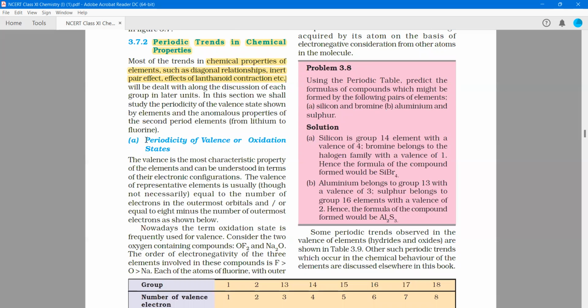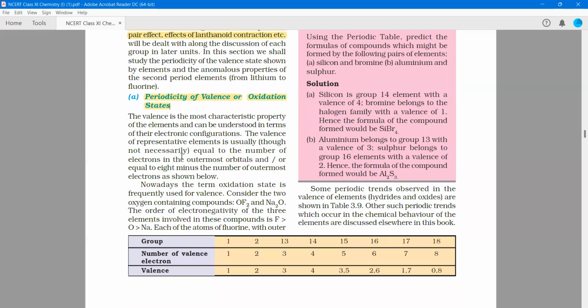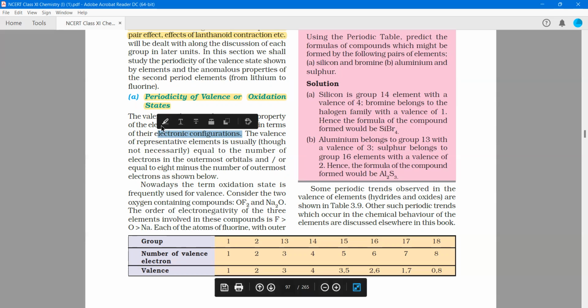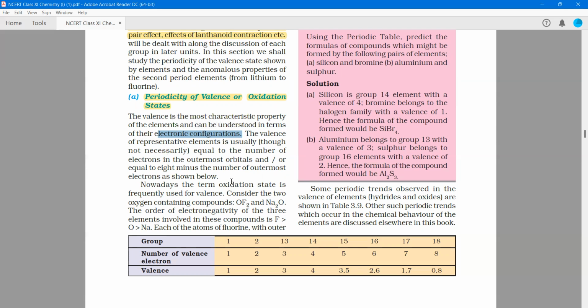So let us start with the periodicity of valence or the oxidation states. What are the different oxidation states of the group elements or the period elements? Generally, we see all of these group wise. The valence is the most characteristic property of the element and can be understood in terms of its electronic configuration. Actually, all the properties you can identify on the basis of their electronic configuration. So valence is also one of them, valence in the sense of what oxidation state it will show. So it depends upon the electronic configuration again.